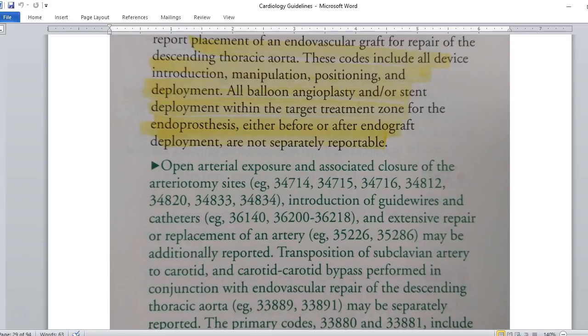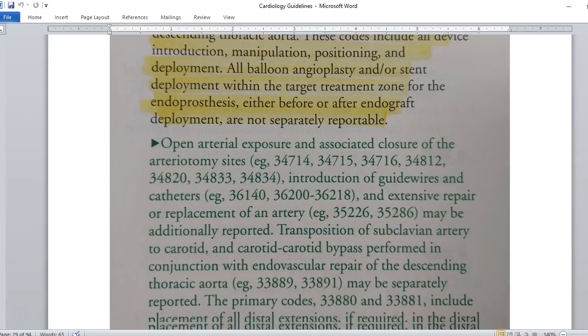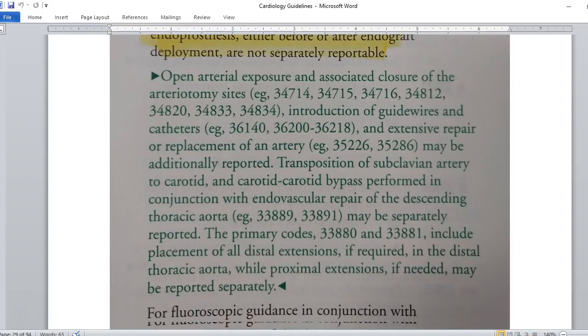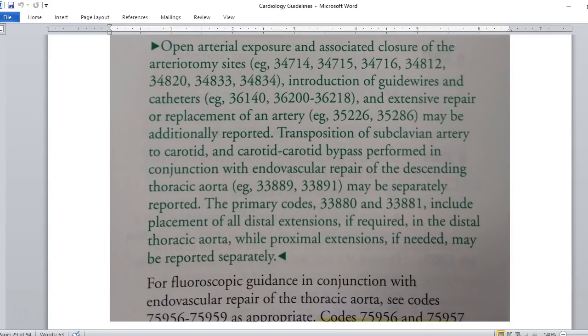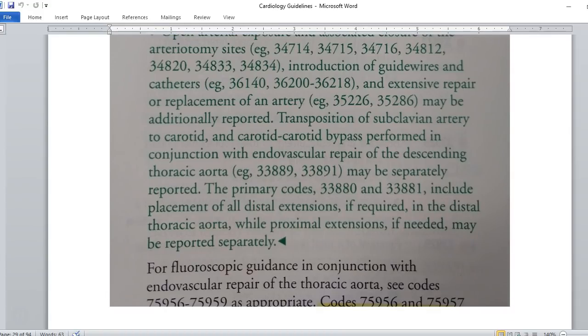We could do an open arterial exposure. Again, it depends on the approach that the doctor wants to do. They can also do an open subclavian or carotid artery approach as well. And so that's the big thing we need to keep in mind. However, fluoroscopic guidance is not included. We have to go to radiology for that.